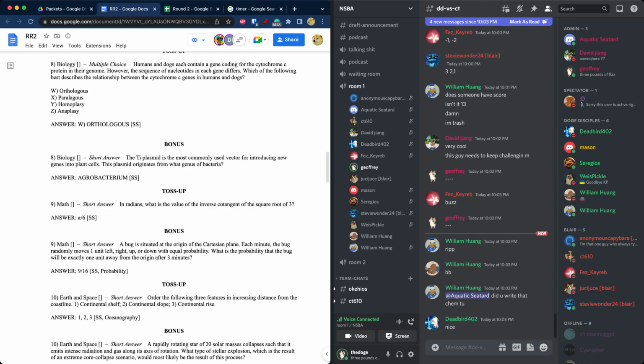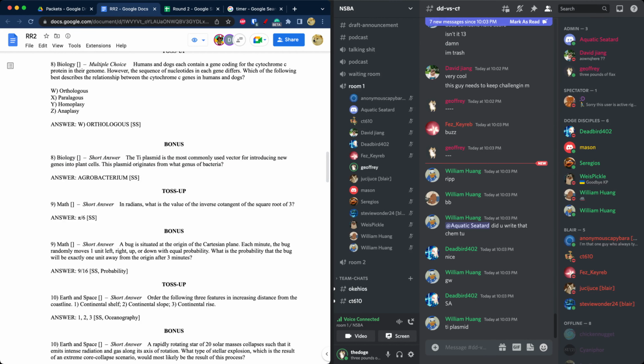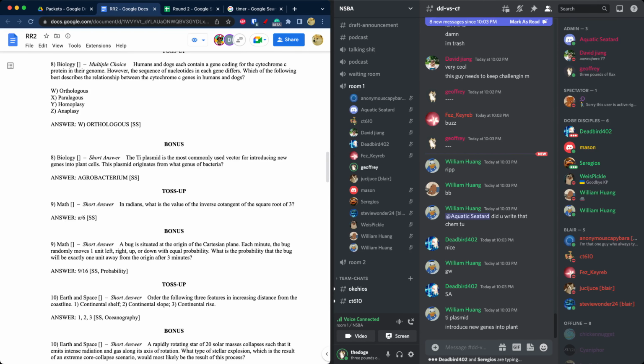Bonus biology short answer. The TI plasmid is the most commonly used vector for introducing new genes into plant cells. This plasmid originates from what genus of bacteria?